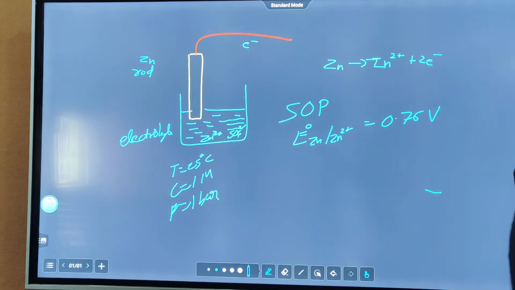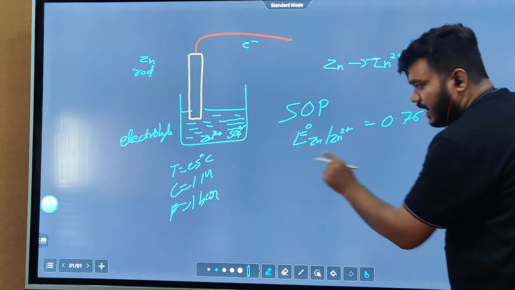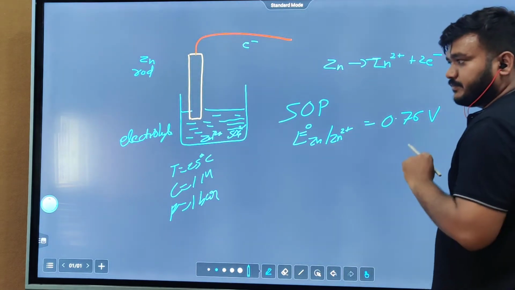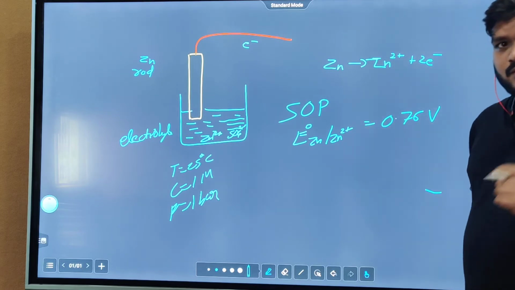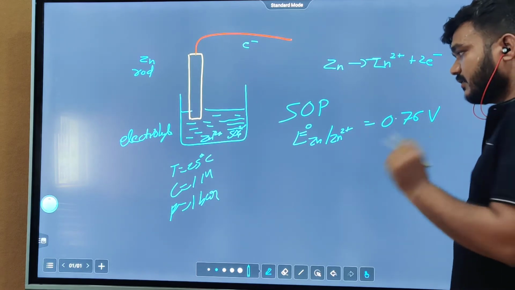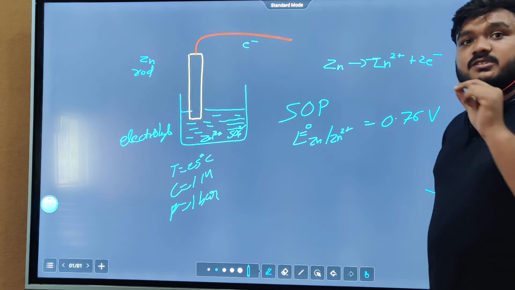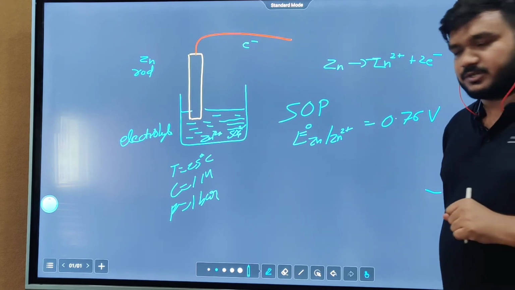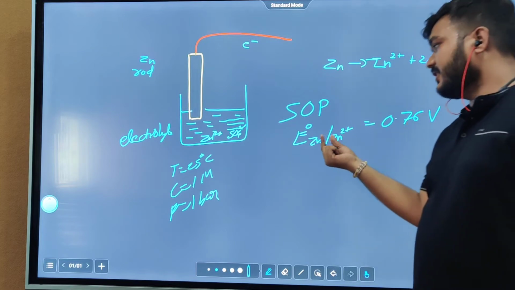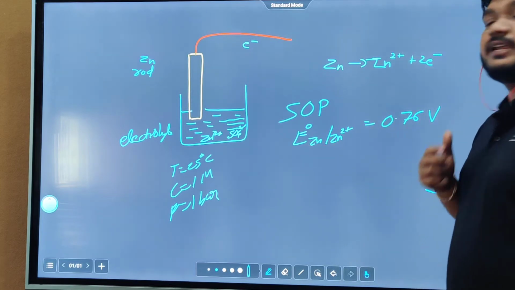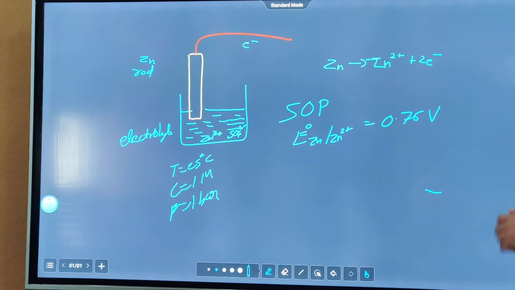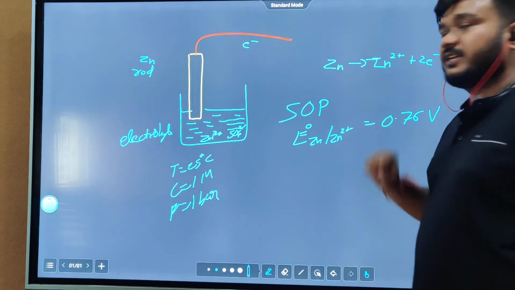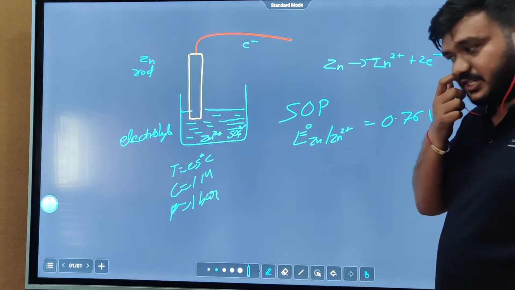This is experimentally observed. We cannot theoretically calculate it. It has experimentally come out to be 0.76. Now the focus here is how I have written this notation. In the earlier case, where we used copper, for the copper we have written E naught Cu2+ going to Cu, because that was a reduction reaction. Here it is an oxidation reaction, so I have written E naught Zn going to Zn2+. Clear?